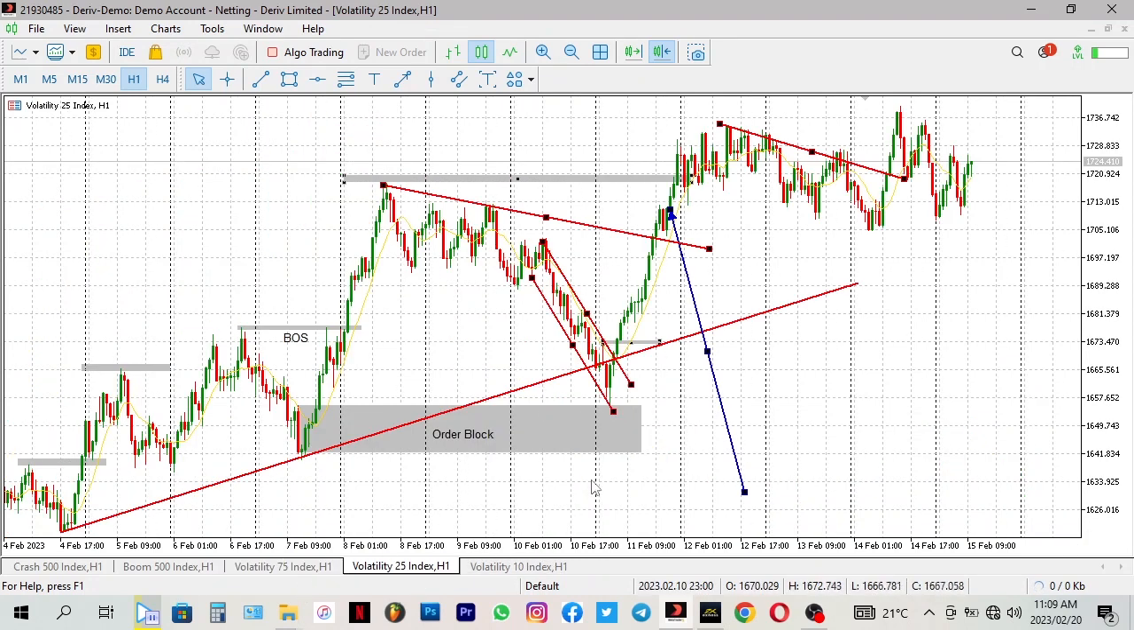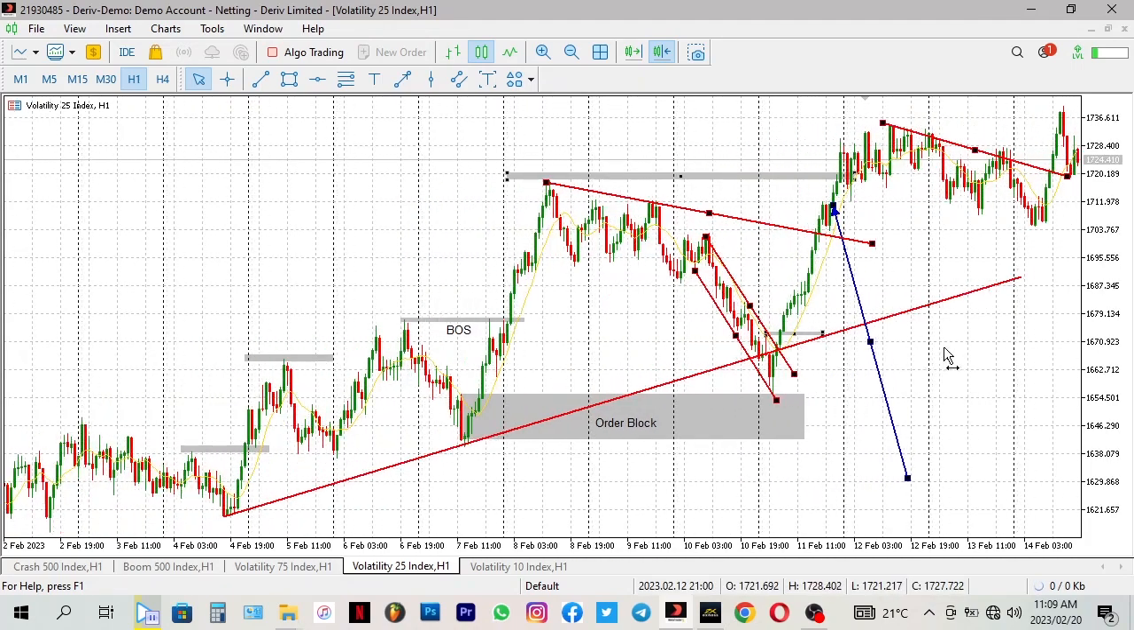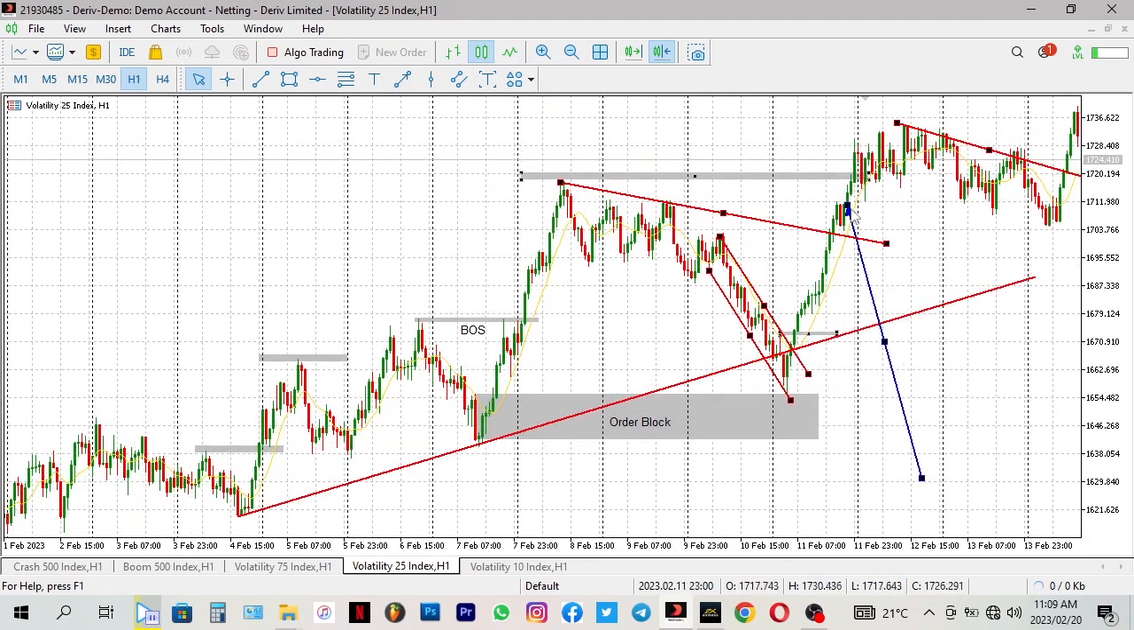It's Volatility 25. On Volatility 25, we can see we're in an uptrend. Overall, we have a BOS and an order block, a break of structure and an order block. So as an ICT trader or an SMC trader, you can also be profitable with this index.